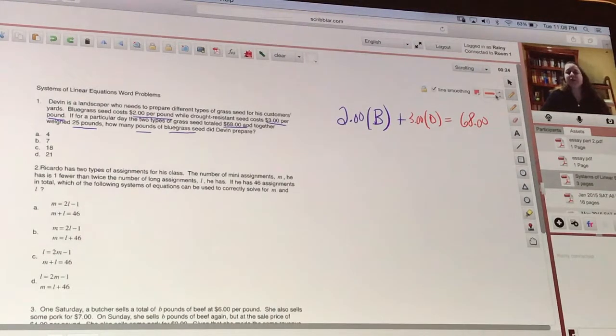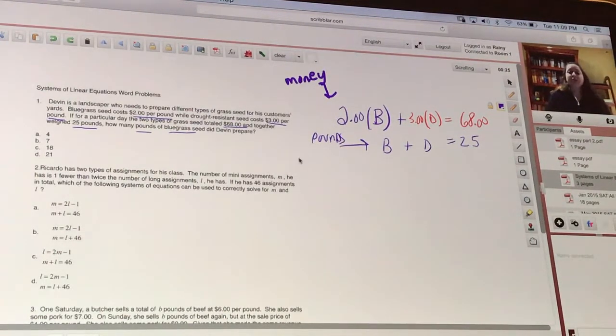Notice here that this first equation deals with the money aspect of the seed. So the second equation has to deal with the pounds, since that's the other part of the question. We have 25 pounds total, and we don't know how many of each type of grass. So we're just going to write it as B for bluegrass plus some amount of drought-resistant, D, is going to equal 25 pounds. Okay, so we set up the equations, and again, this is pounds.